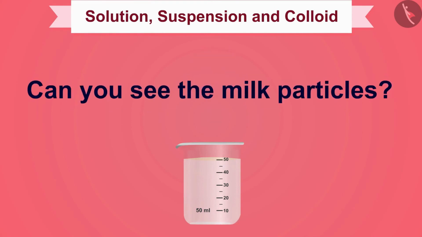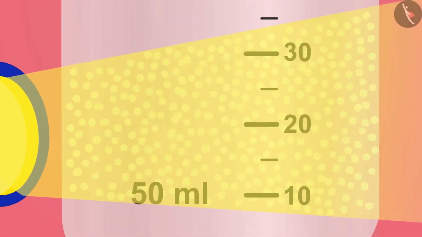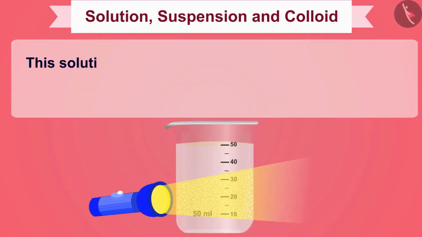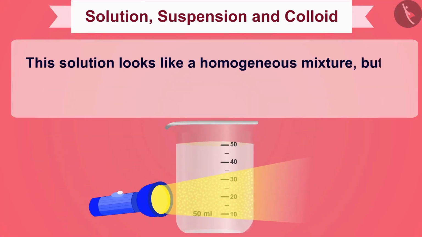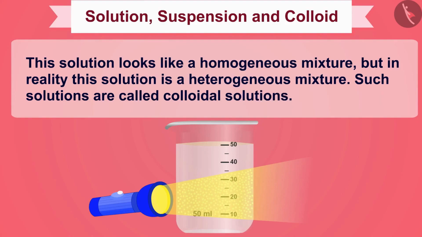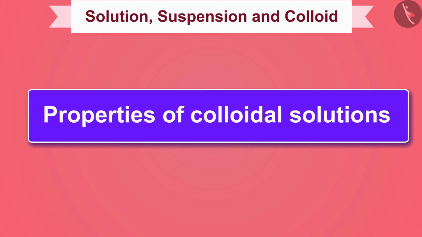Can you see the milk particles? No. But if we try to pass a light beam through this solution with the help of a torch, we will find that the milk particles easily scatter the beam of light. Therefore, this solution looks like a homogeneous mixture, but in reality, this solution is a heterogeneous mixture. Such solutions are called colloidal solutions. Let us now look at the properties of colloidal solutions.